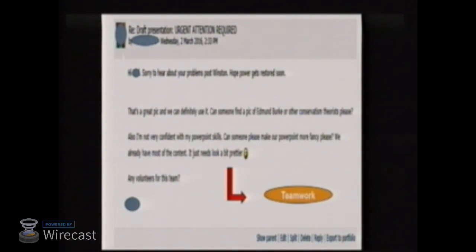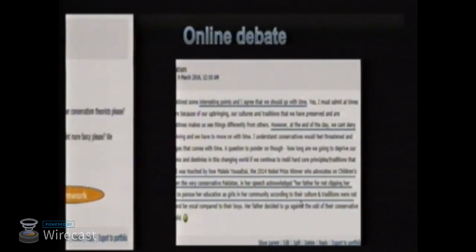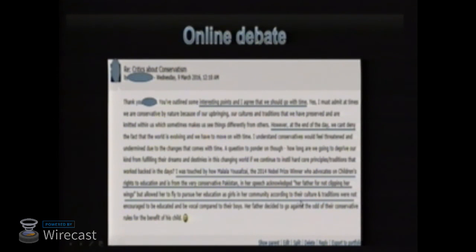And then the group leader comes back and says, "Oh, thank you. Sorry about your problems post Winston. Look, I really appreciate that. Can somebody in the group find a picture about Edmund Burke and other conservative theorists, because it'll help make our presentation look better." So asking people to come in and support one another to make the entire outcome better for everyone. And then the debate takes place.